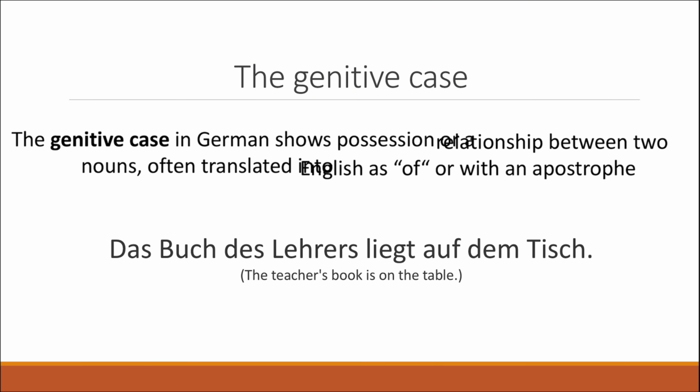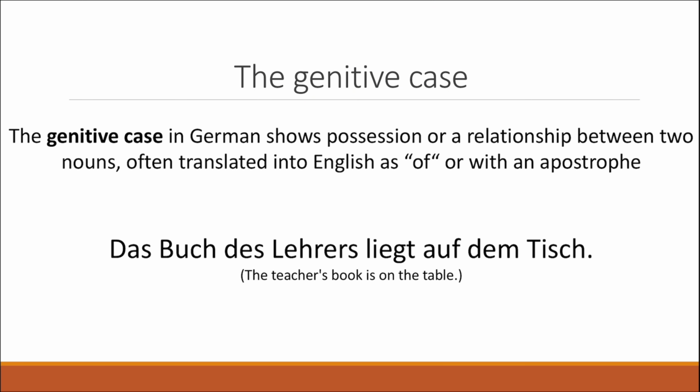Let's consider an example. Das Buch des Lehrers liegt auf dem Tisch. First we have das Buch, which means the book, and it's the subject, in the nominative case. And we have des Lehrers, which means of the teacher, and it's the genitive case showing possession. And we have liegt, which means lies or is, and it's a verb describing the action. And finally, we have auf dem Tisch, which means on the table, and it's the prepositional phrase indicating the location.